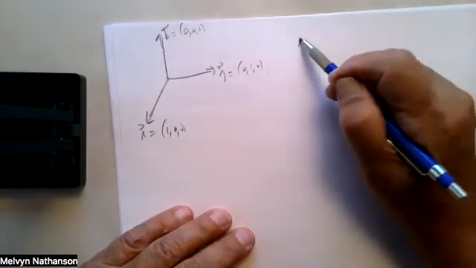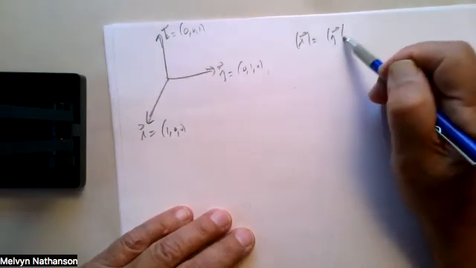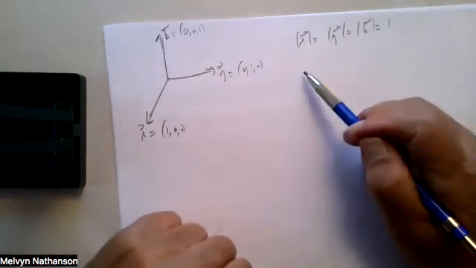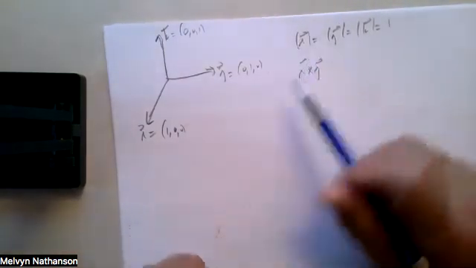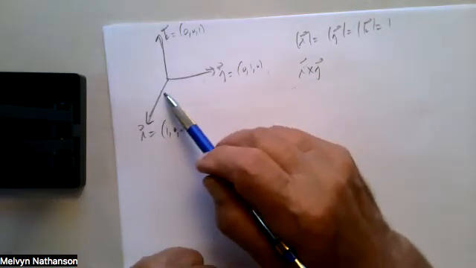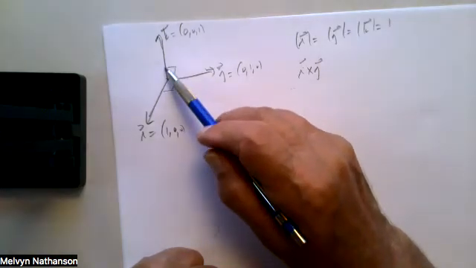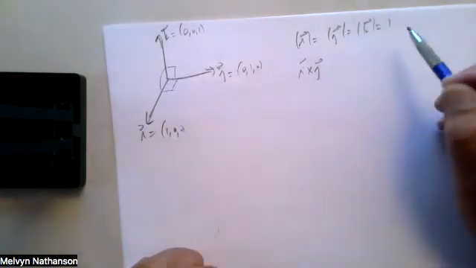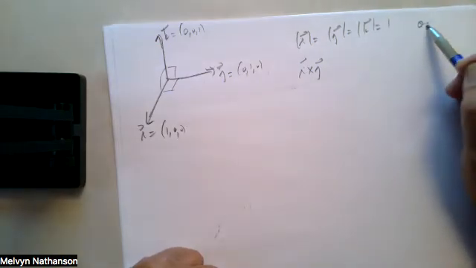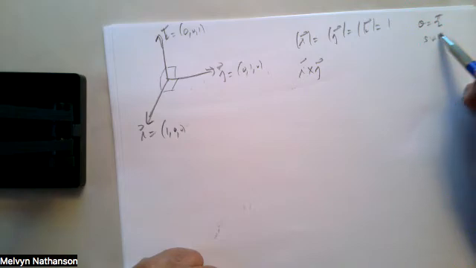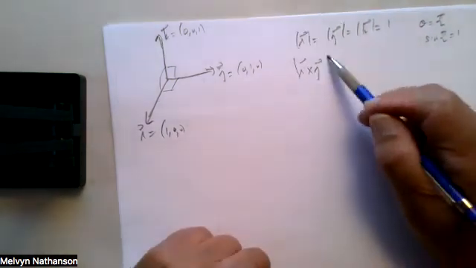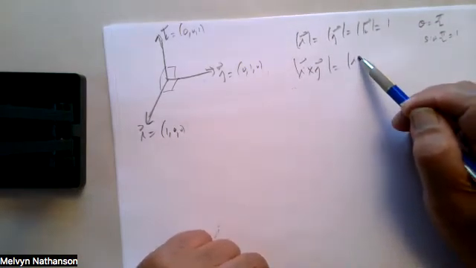So each of these is a unit vector. The length of i, the length of j, the length of k, these are all equal to 1. So if I take the cross product of the vectors i and j, that's going to have length... the angle between any two of these vectors is pi over 2. So for any two of these vectors, the angle between them, theta, is pi over 2. And the sine of pi over 2 is 1. So i cross j, i cross k.